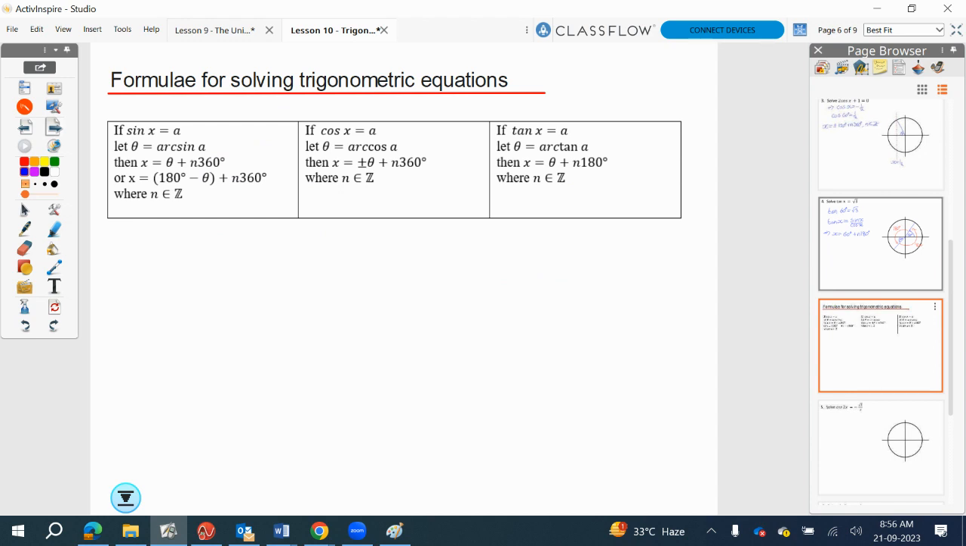Formulas. That's simple. It is simple. Let people read it and then I'll answer their questions.